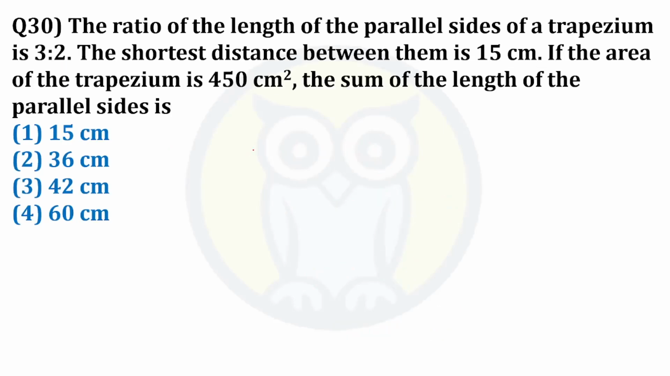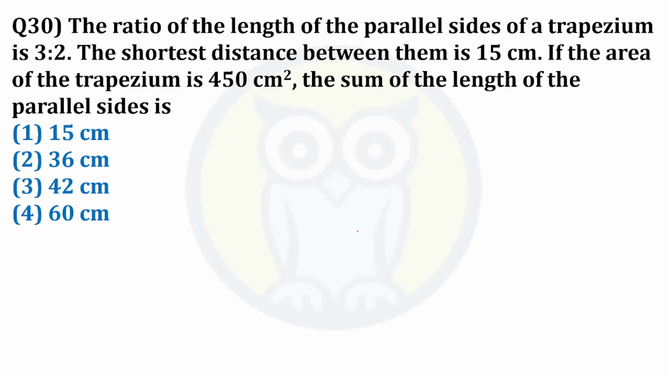Question number 30. The ratio of length of the parallel sides of a trapezium is 3:2. The shortest distance between them is 15 centimeter. If the area of the trapezium is 450, find the sum of the length of the parallel sides.